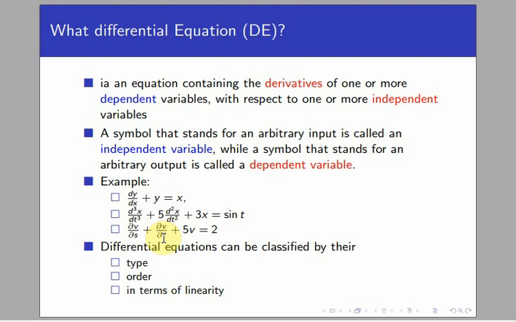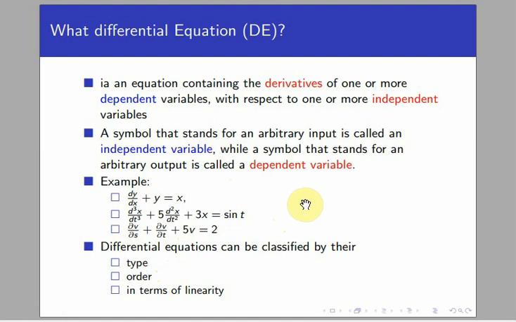Kanaafuu this equation contains a derivative of one dependent variable with respect to two independent variables. Those independent variables are S and T. S fi T kun maalidha? Independent variable jechuudha. Okay, differential equation maal akka ta'e ilaalla.